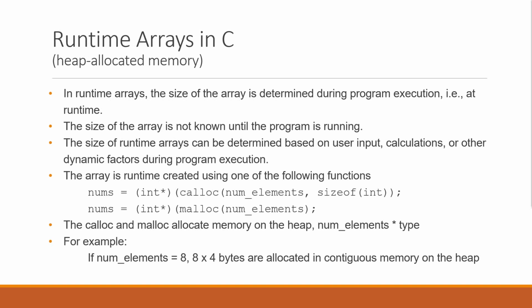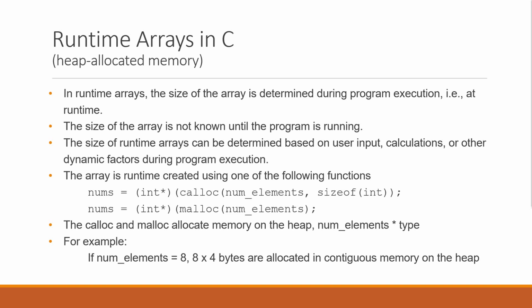In runtime arrays, the size of the array is determined during program execution, i.e., at runtime. The size of the array is not known until the program is running. The size of runtime arrays can be determined based on user input, calculations, or other dynamic factors during program execution.